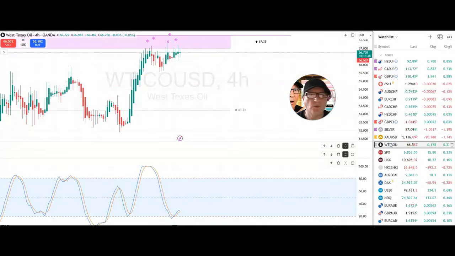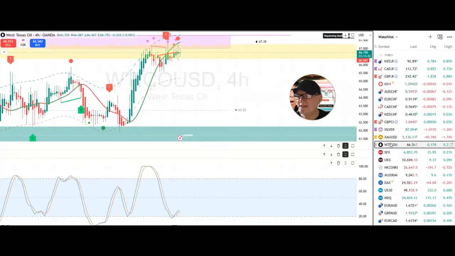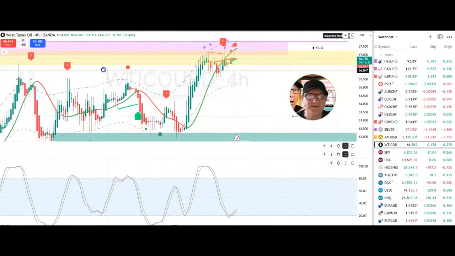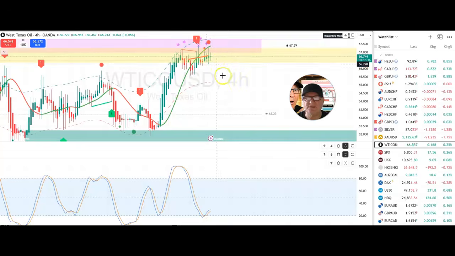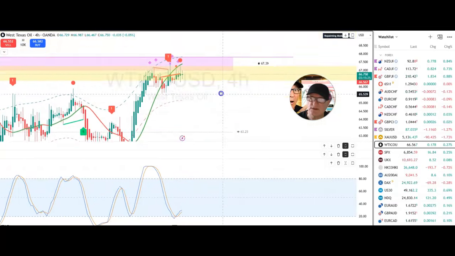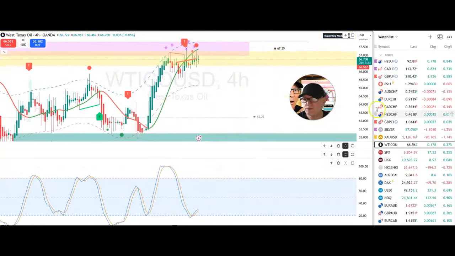Oil, let's look at West Texas oil, currently $66.56, looking quite top heavy in terms of the supply zone, with a sell power of 66% chance of it going back down to $63.23, median. And price cycle actually looks like it may well break to the upside. So again, one to watch.